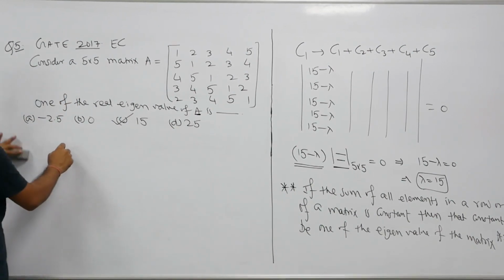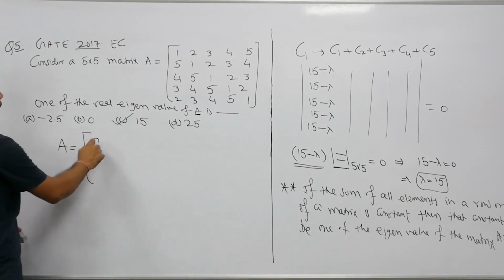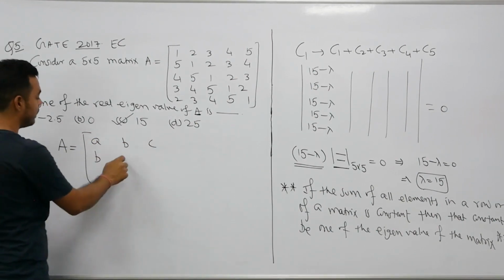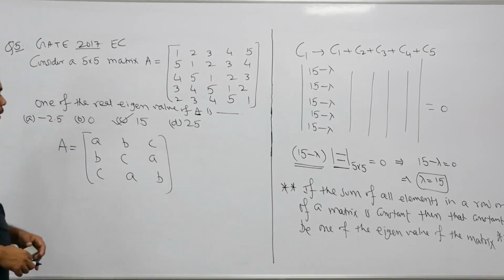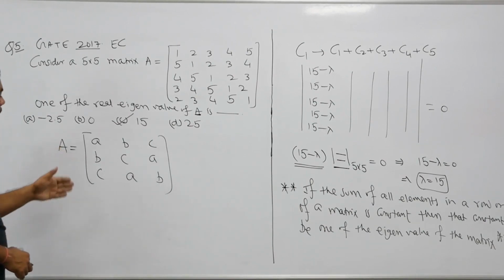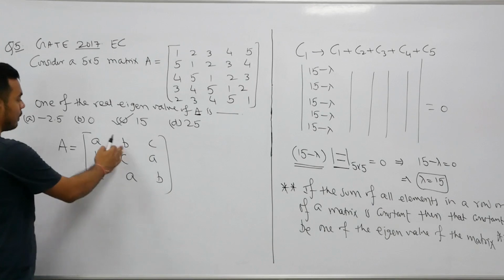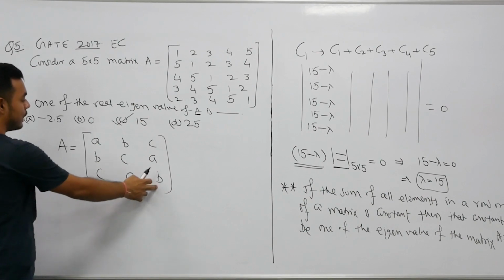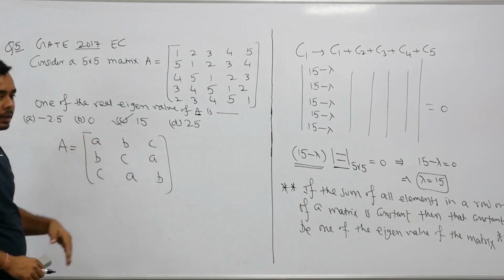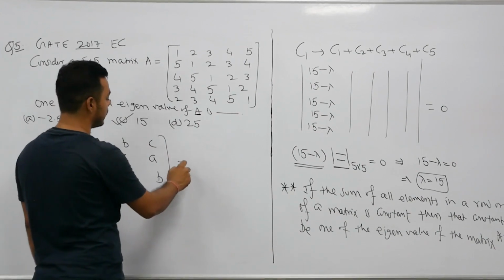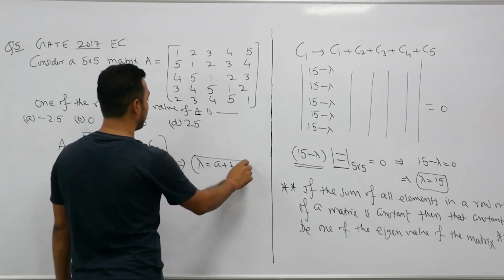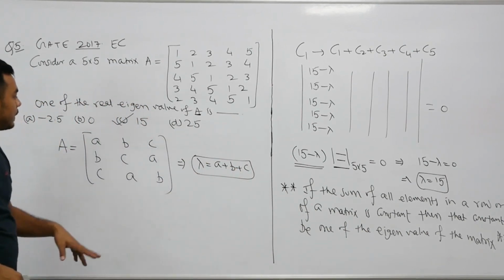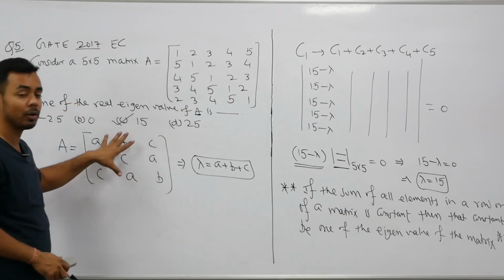Now suppose I have a matrix A whose first row is a, b, c, second row is b, c, a, and the third row is c, a, b. Suppose this is a 3 cross 3 matrix. If you add all the elements of all the 3 columns, then you will get a plus b plus c, b plus c plus a, c plus a plus b. So the sum of all the elements of all the 3 columns is constant, and therefore you can say that one of the eigenvalues of this matrix has to be that constant, a plus b plus c. So you don't have to do any calculation. You can directly say that a plus b plus c will be one of the eigenvalues of this matrix.